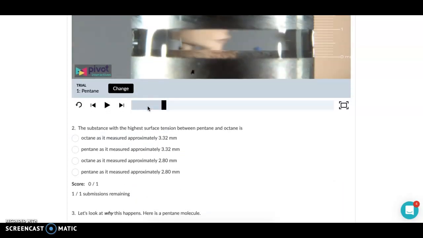So this first one, you are just looking at two substances, pentane and octane, and you want to accurately record the distance at which the surface tension is actually broken.